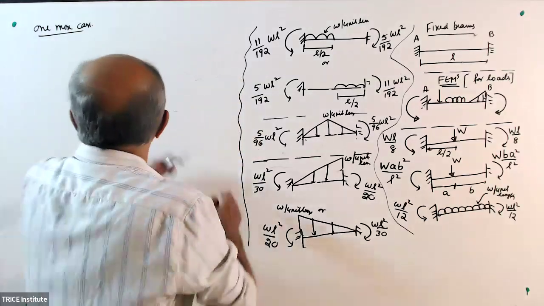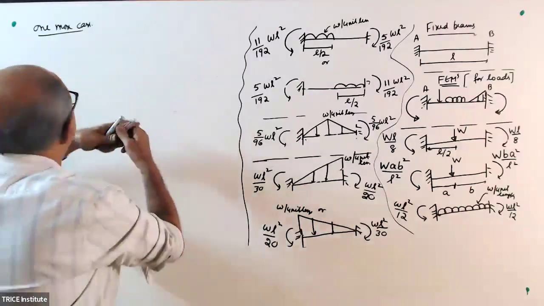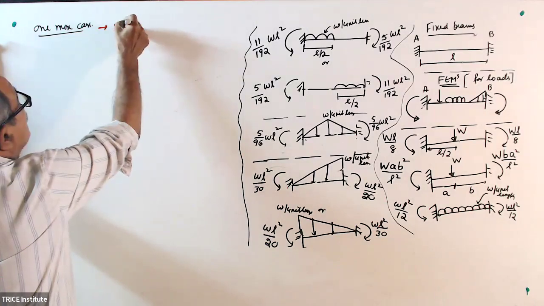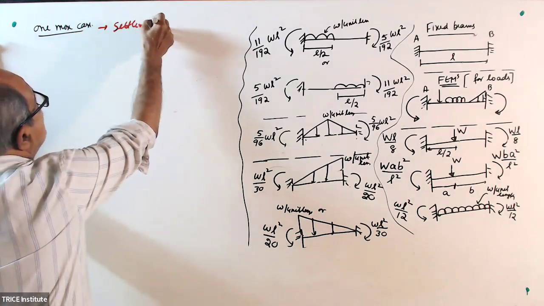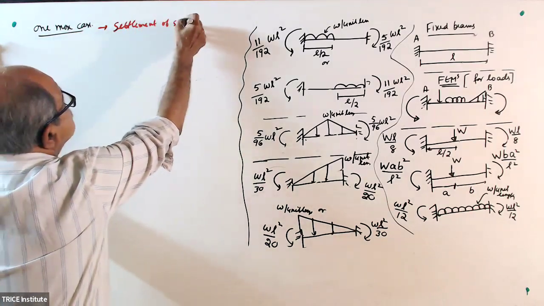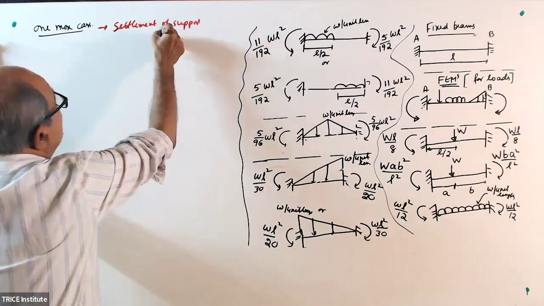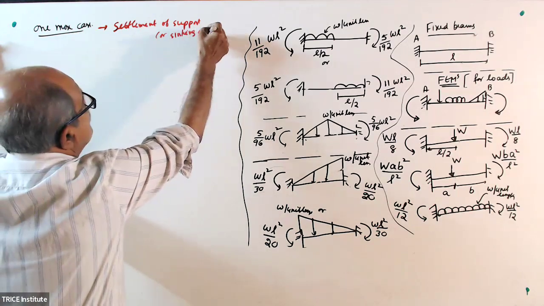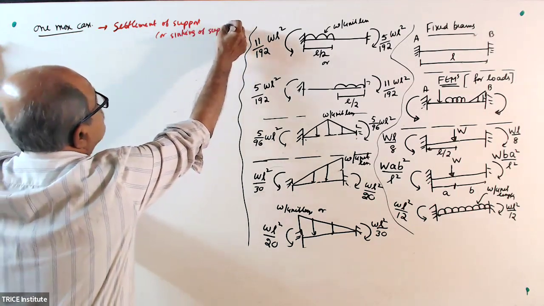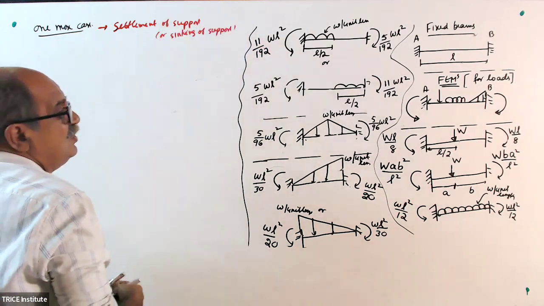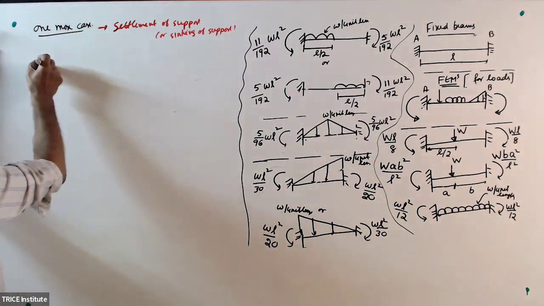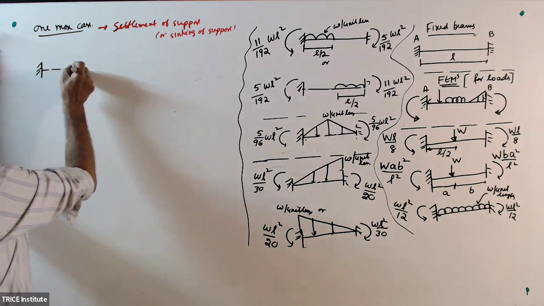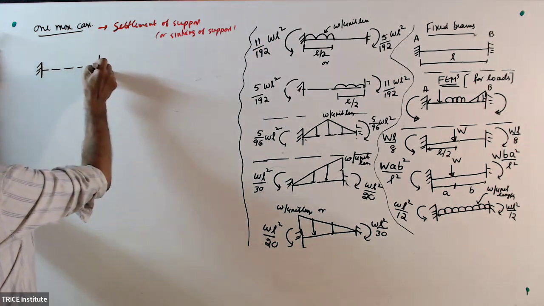Now, one more very popular question. That is the important settlement of support, also called sinking of support or raising of support, or support movement. For a fixed beam, two cases are there. See here. This is a fixed beam. You should write here a fixed beam, with a dotted line.